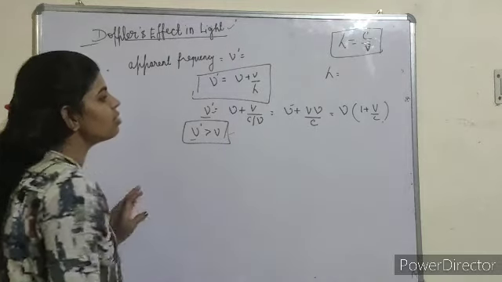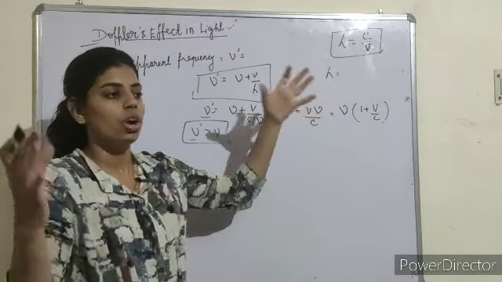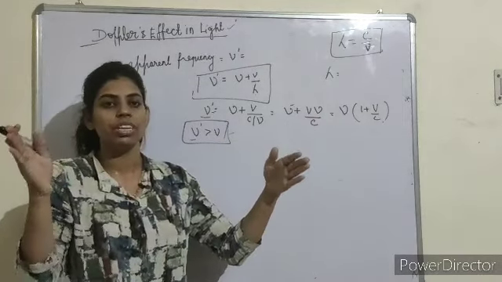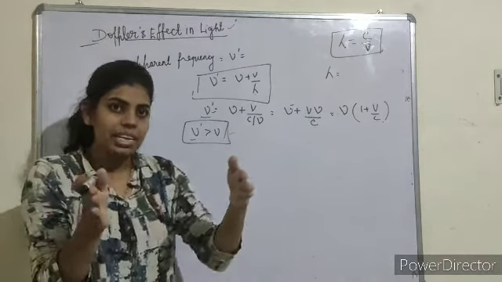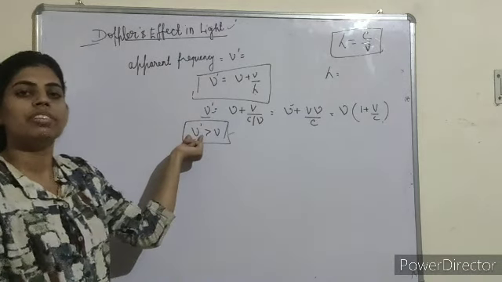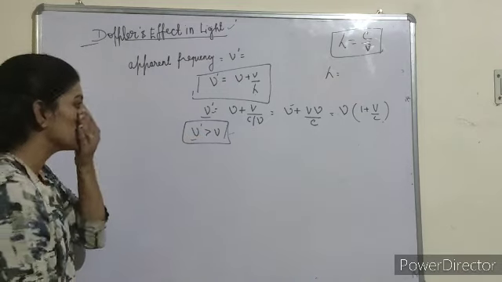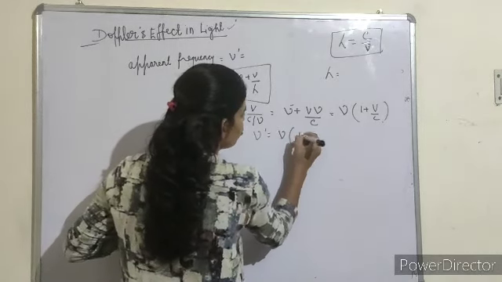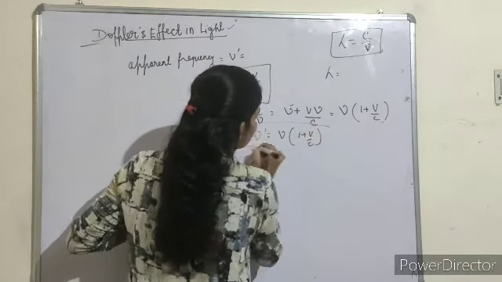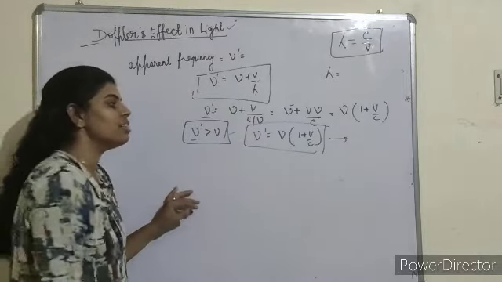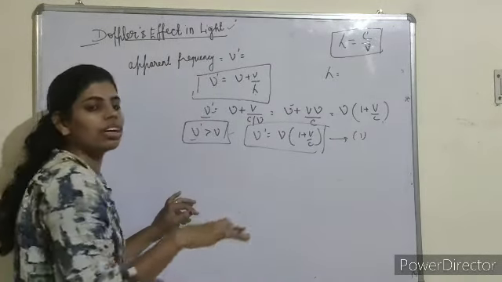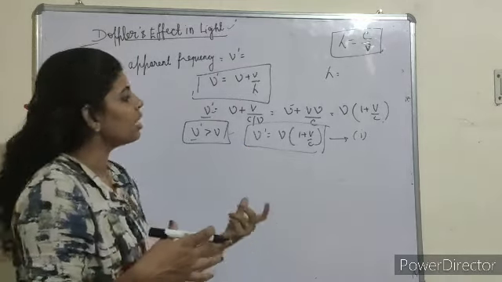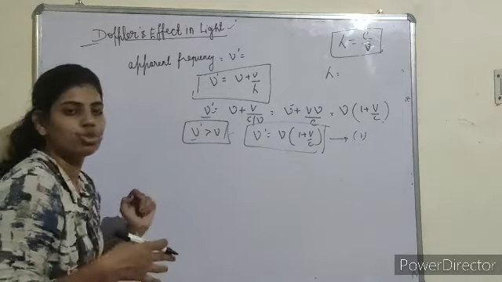And this is the case when source and observer are approaching towards each other, or when the distance between the source and the observer is decreasing. In that case, apparent frequency is greater than actual frequency. So this is the first case, nu dash is equal to nu into 1 plus v by c, when source and observer are approaching towards each other.